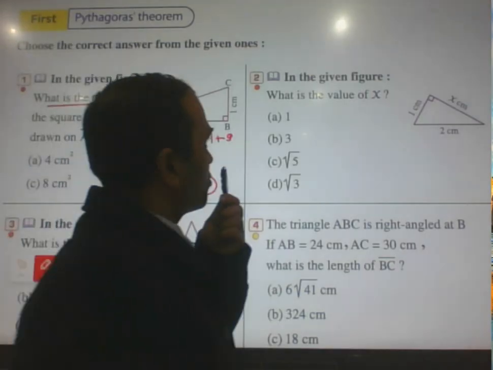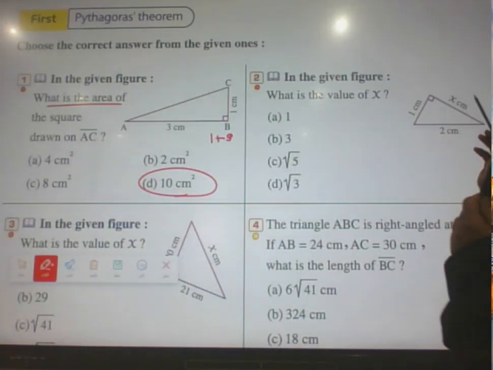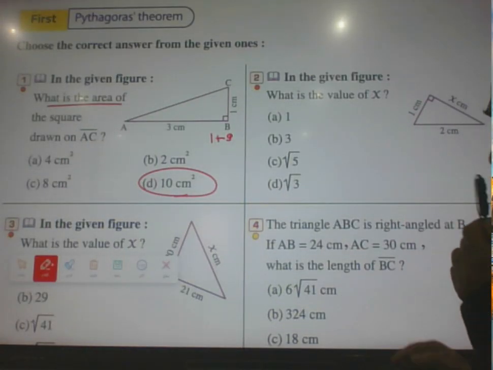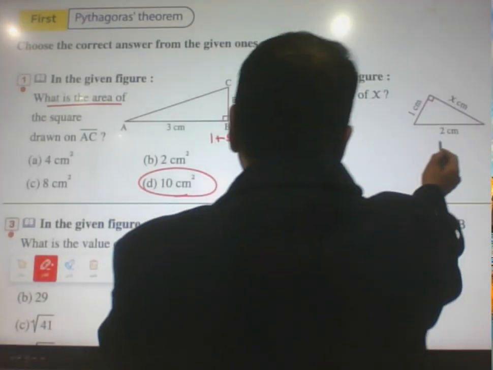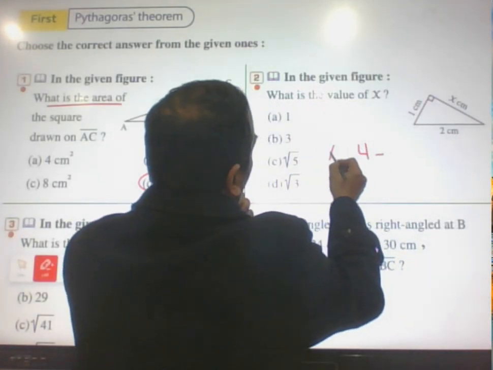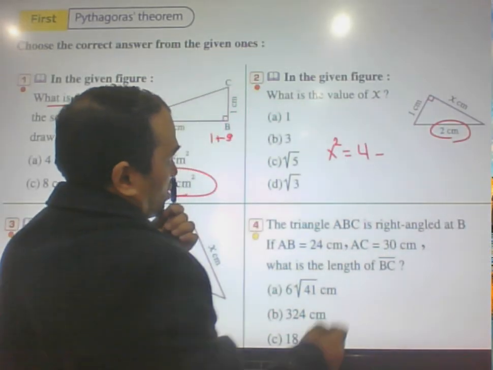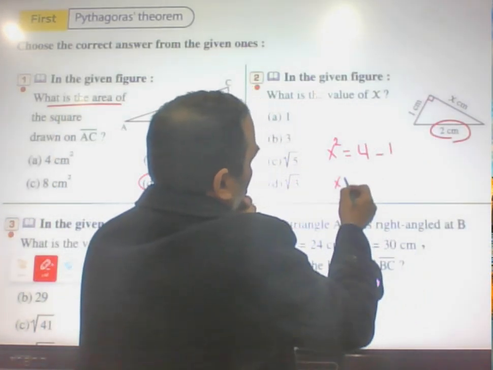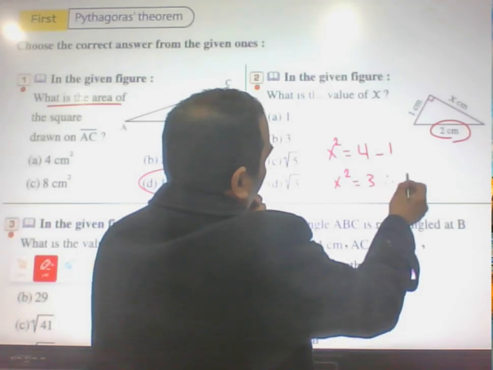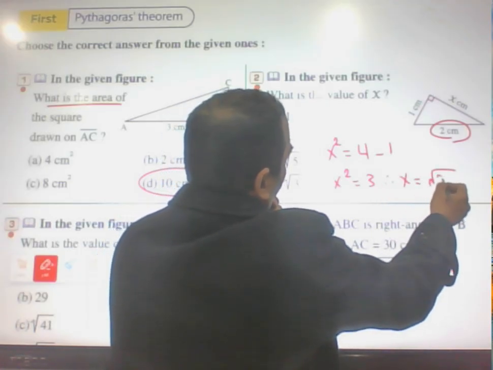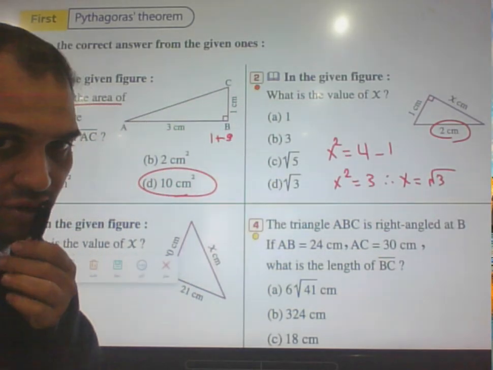Next question here, he wants to find the value of x. We can find the value of x from the Pythagorean theorem, right? Hypotenuse power 2, 2 times 2 is 4. Then we have x power 2 here equal hypotenuse power 2 subtracted by adjacent side power 2. Then x power 2 equal 3. Then the value of x equal positive, okay, square root of 3.